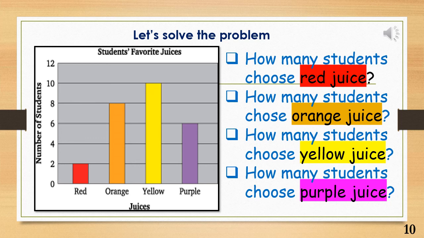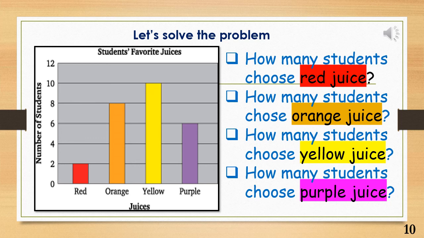Looking at the bar graph, we have on the horizontal 4 different types of juices. And on the vertical side, we have the number of students. How many students chose red juice? Let us go and look at the red line. It ends at number 2. Therefore, 2 students chose the red juice.